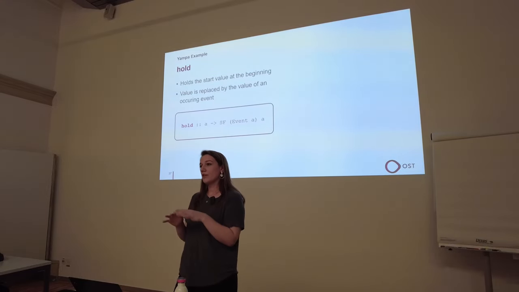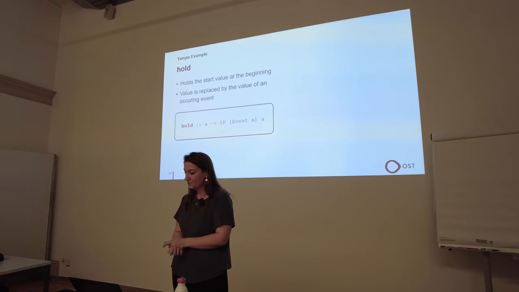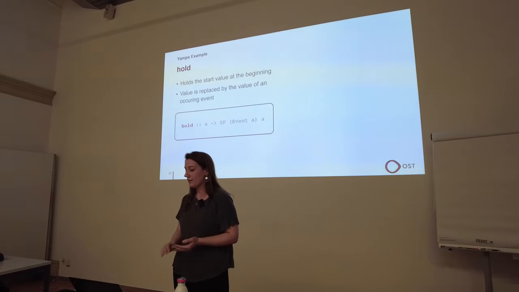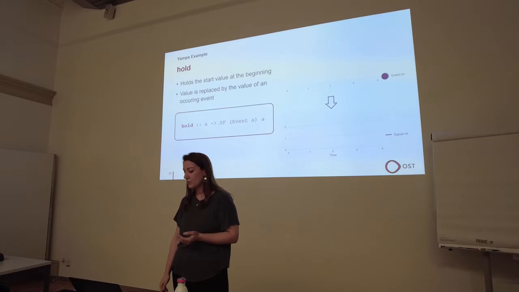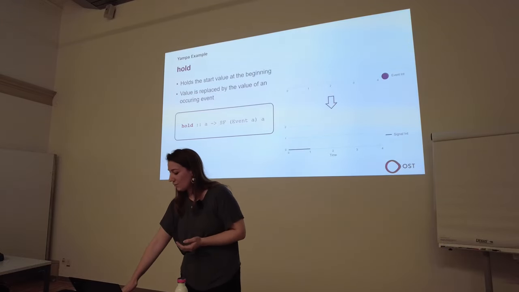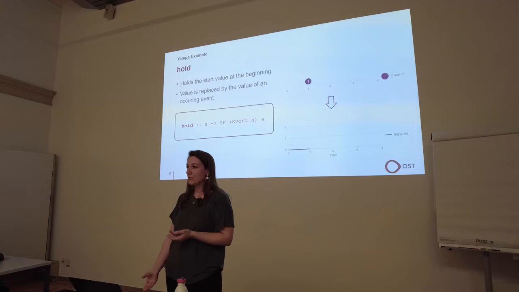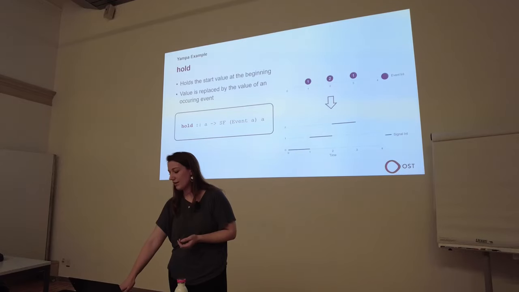Now, if we want to start the movement by a mouse click, we have to use a signal that is first zero and then starts with the velocity. For this, we can use the function hold. So hold holds the start value at the beginning, and then this value is replaced when an event occurs with the value that is generated by the event. This looks like this. So we have an event stream as input, and the output is a signal. And for example, if the start value is zero, it would be zero at the beginning. Then an event happens with value one. The signal will become one, and then two, and then one again.